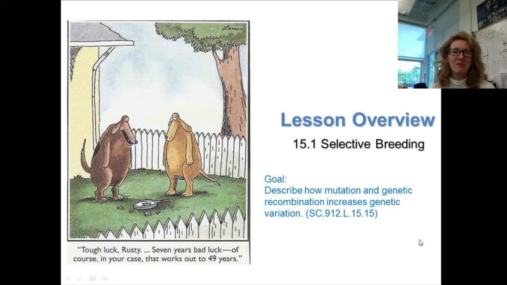Hello, welcome to Chapter 15, Selective Breeding 15.1. Our goal is to describe how mutation and genetic recombination increases genetic variation.